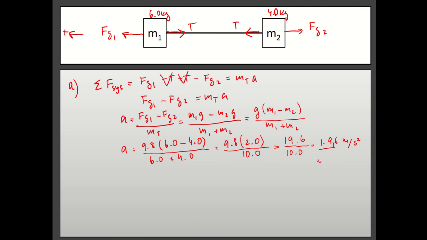I would say this is 2.0. Again, I will use this in my part B, so I will use 1.96. But I do keep in mind that the answer should have 2 sig figs. So anyway, that's our part A. We found our acceleration. Part B is asking us to find the tension.